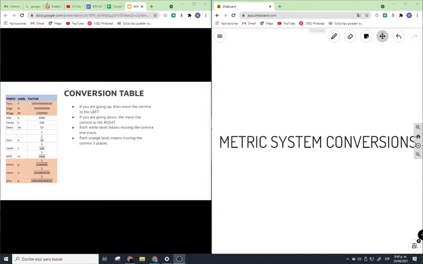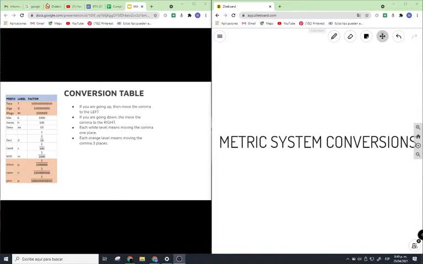I am going to use only examples of length, that means centimeters, kilometers, millimeters. But I want you to know that it works for any of the physical quantities that you can imagine. You can do the same for time with seconds, for capacity with liters, or mass with grams. You just have to change the base unit, but the way to do it is basically the same.